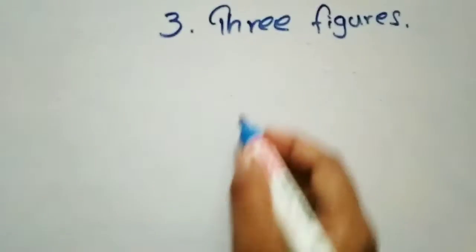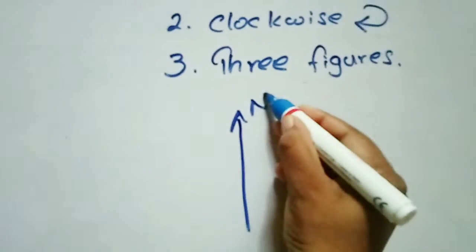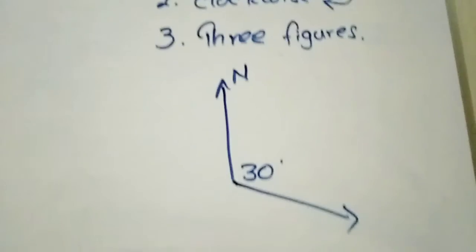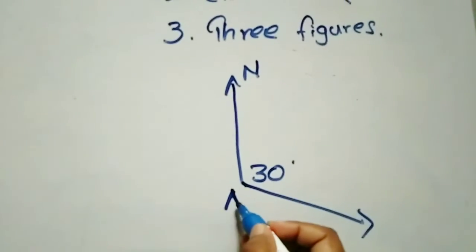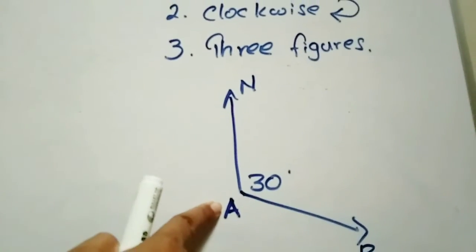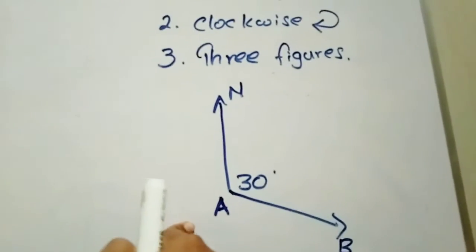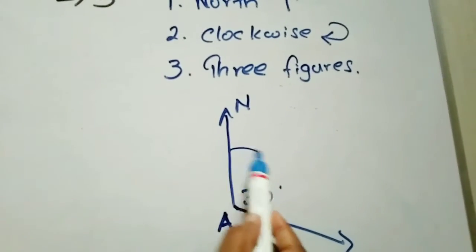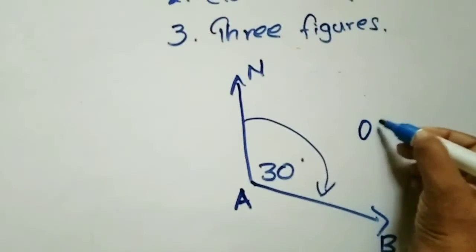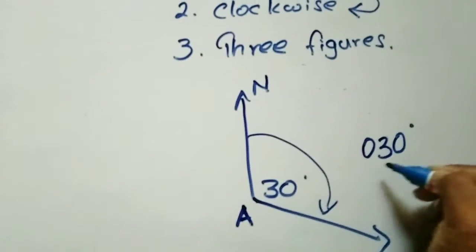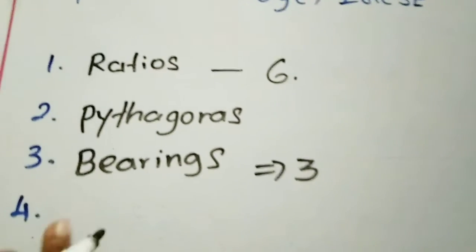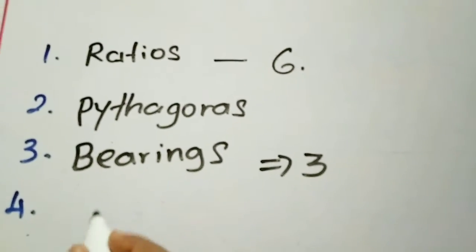Let's see an example. North direction, 30 degrees, A, B. What's the bearing of B from A? We can easily say from the north direction clockwise it's 30, but we can't just write 30. We write 030 because it needs 3 figures.